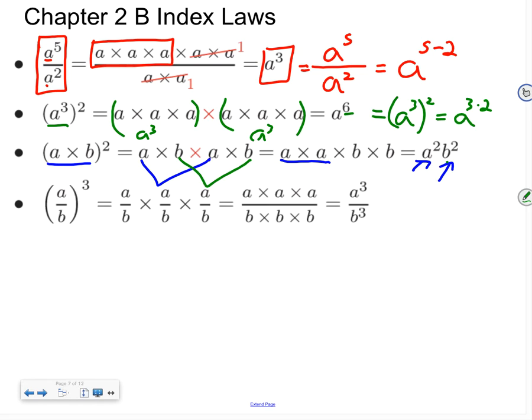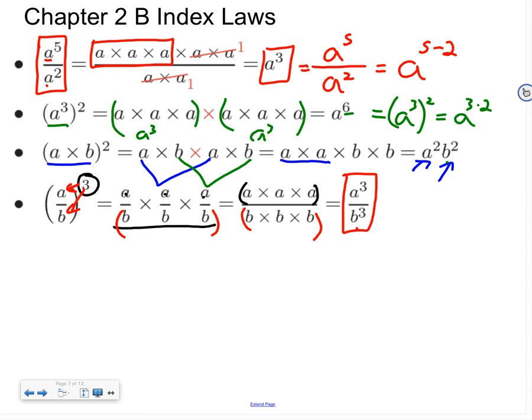Okay, so if we have fractions being raised to an index, we can simplify it like this. But notice this is just rewriting it out. We can do a times a times a, and that's written here, and then b times b times b, and that's written here. So we can just distribute this through to the numerator and the denominator, and we get a cubed over b cubed.